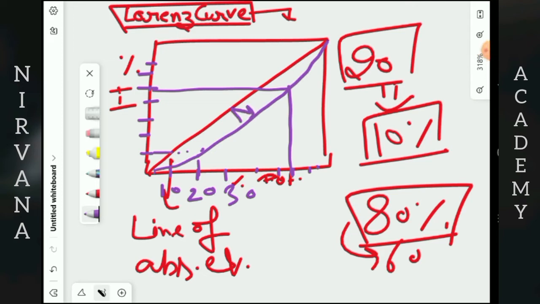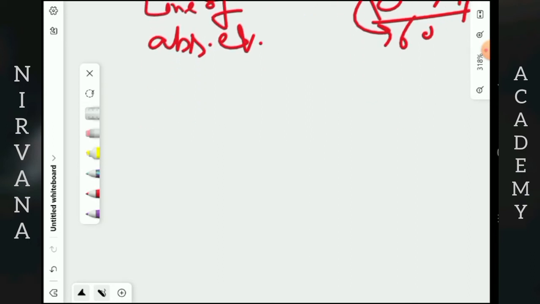And how much distance between these two curves tell us how much inequality is prevalent in the economy. If the second curve is closer to the line of absolute equality, then the inequality present in the economy will be less. But if there is more deviation, then there will be more inequality. So this is the method of Lorenz curve. By this method, we can measure inequality.